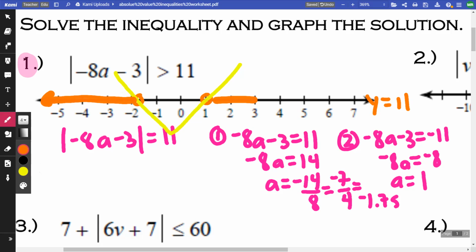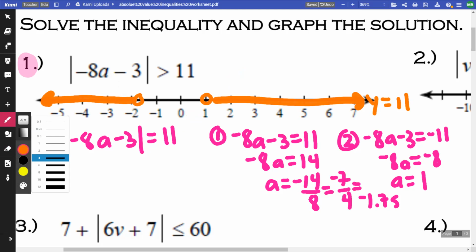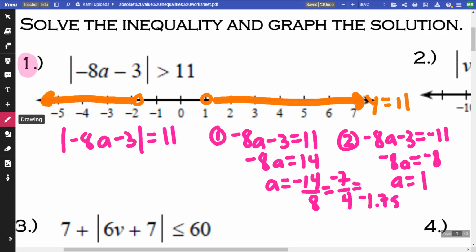outside of this. And again, I just use that absolute value to help me figure out where to shade without testing all the values. And I have 2 pieces of graph. So the first piece is x is strictly less than -7 fourths or -1.5. Or, and the second piece is x is greater than 1. That would be my solution.